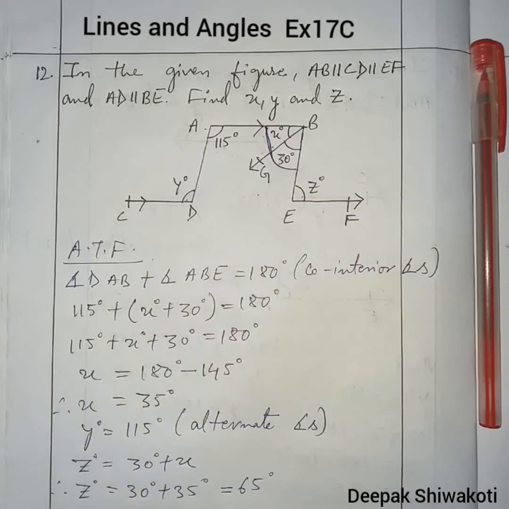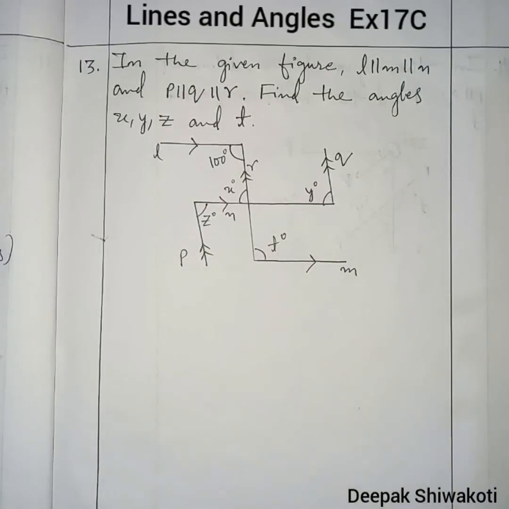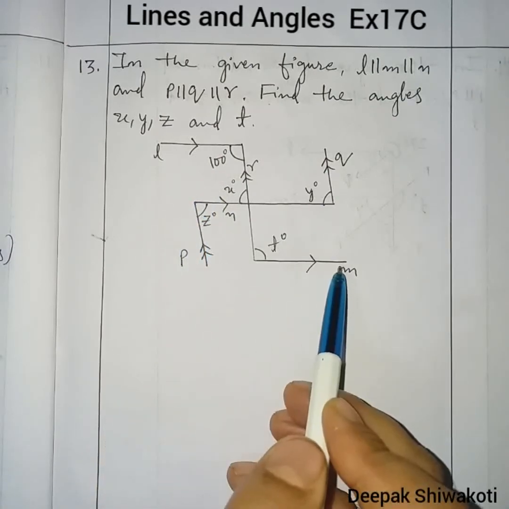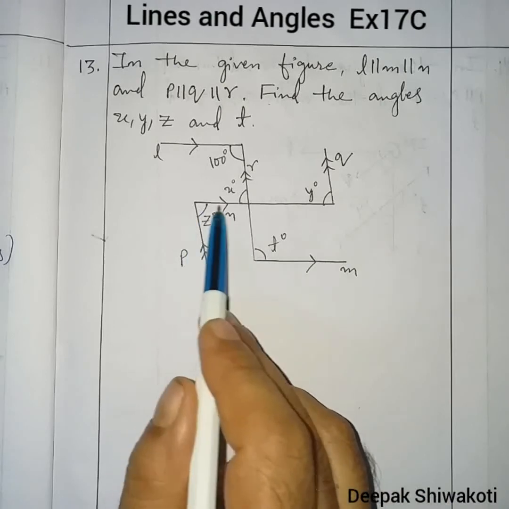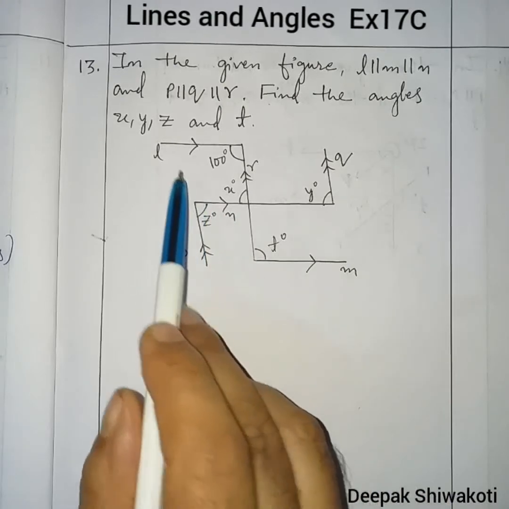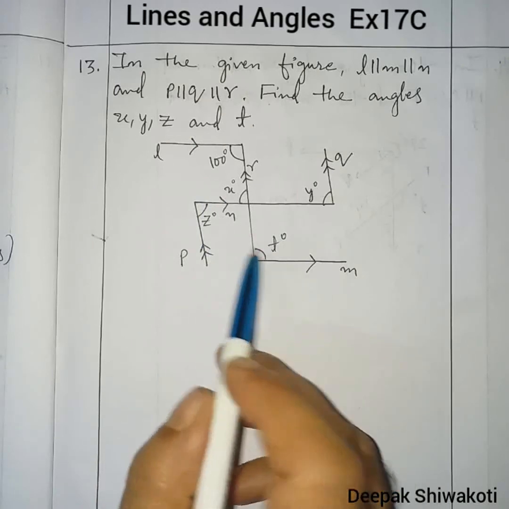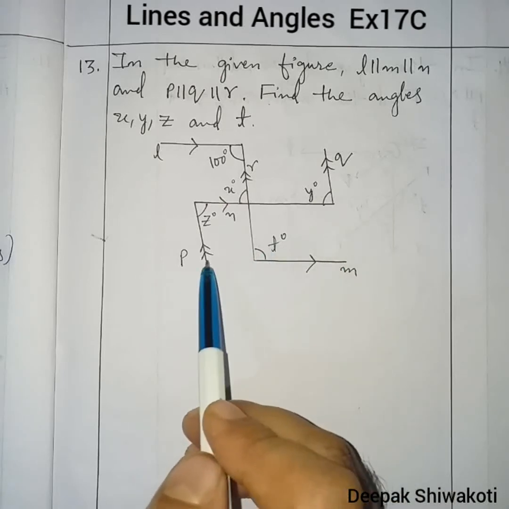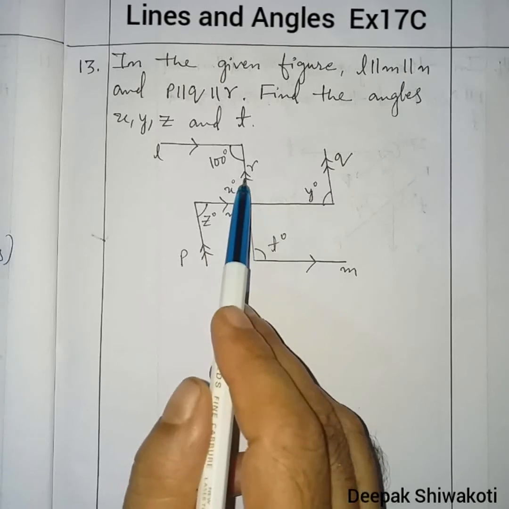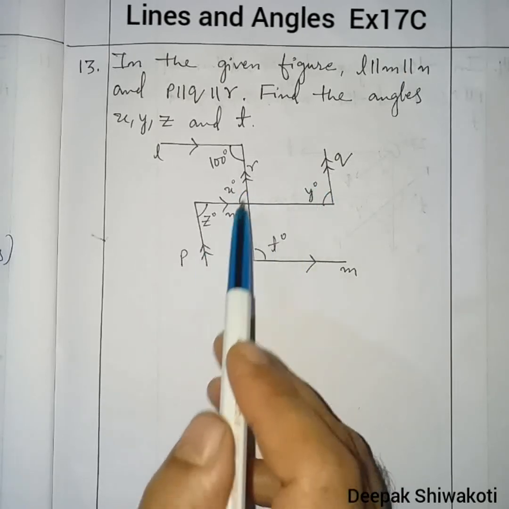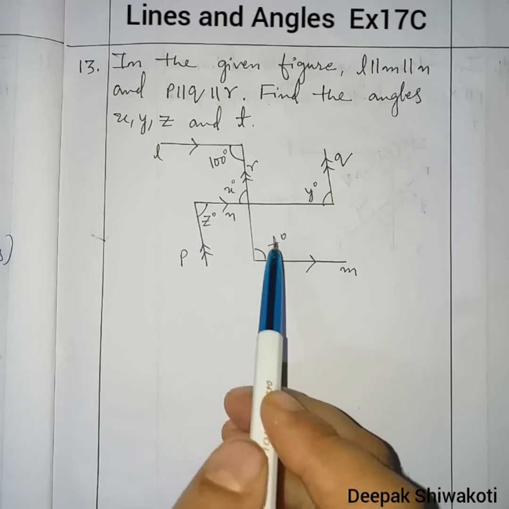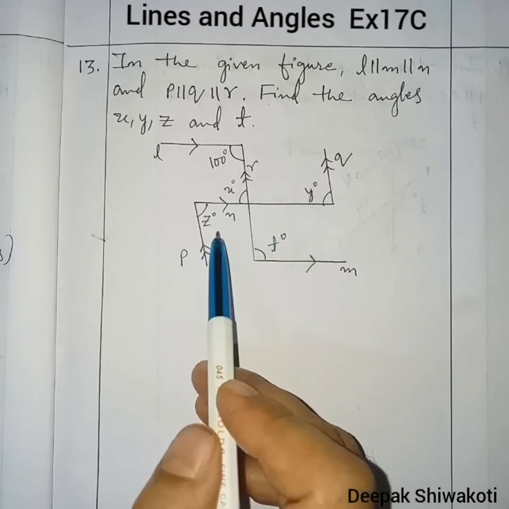Next is question number 13. In the given figure, line L is parallel to M and N. This line is N, this line is L, and this line is M. These three lines are parallel to each other. In the same manner, line P, line R, and line Q, these three lines are also parallel to each other. We have to find the values of X, Y, Z, and T.